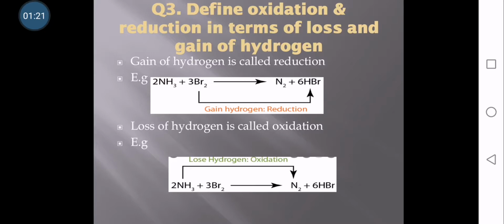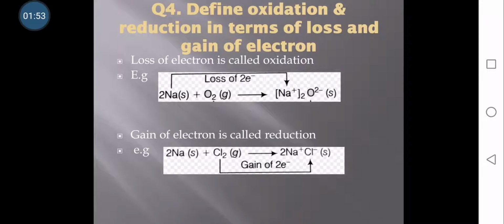Question number 3, define oxidation and reduction in terms of loss and gain of hydrogen. Gain of hydrogen is called reduction and loss of hydrogen is called oxidation. Some examples are given. You can see ammonia reacts with bromine gas, forming hydrogen bromide. Here bromine gained hydrogen, and gain of hydrogen is reduction. In the second one, ammonia loses hydrogen and is converted into nitrogen gas. This process is called oxidation.